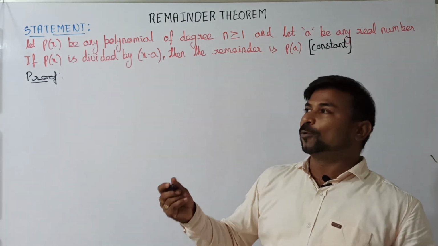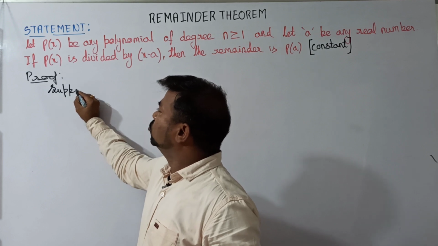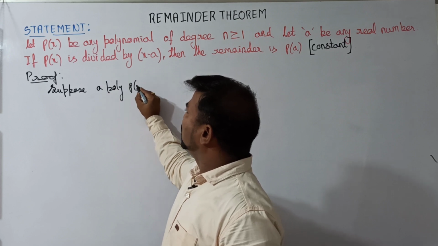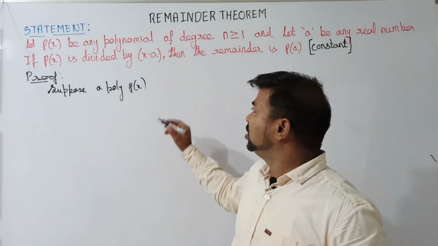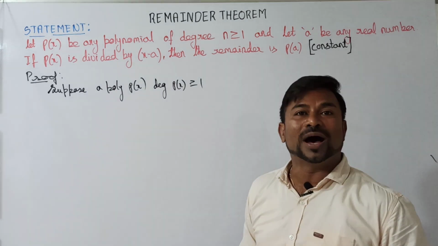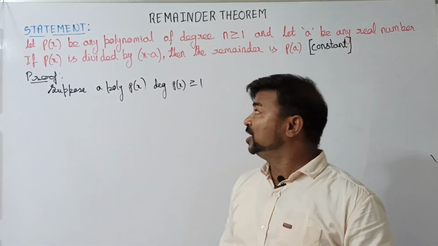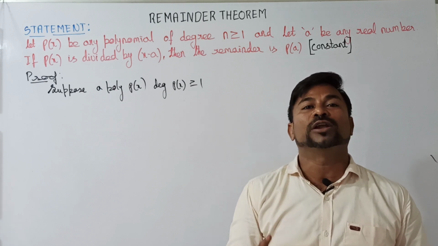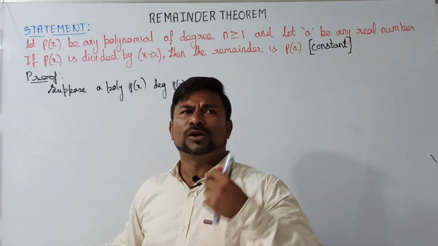Now let us consider the polynomial. Suppose a polynomial p of x, and what is the condition? The degree of p of x is greater than or equal to 1. So we have considered a polynomial p of x, and the condition is that the degree of that polynomial should be greater than or equal to 1.